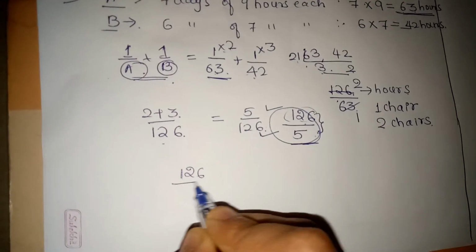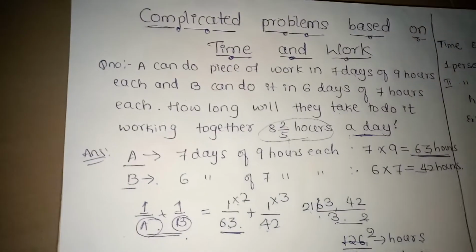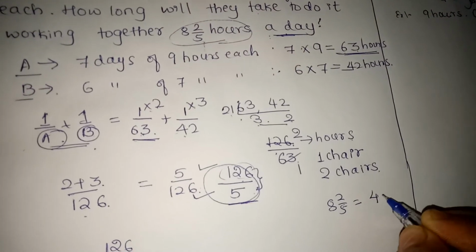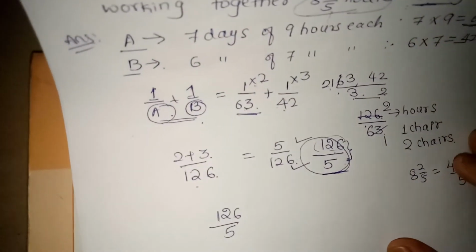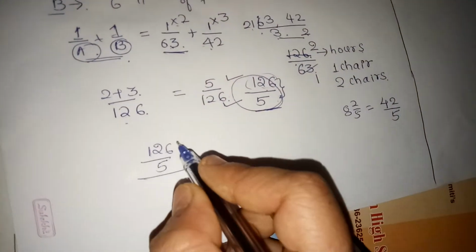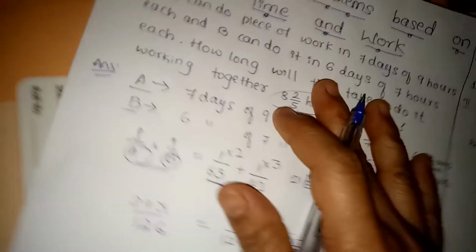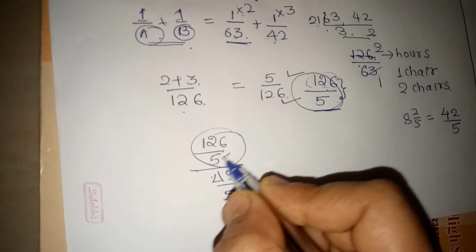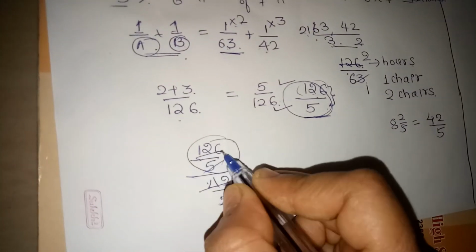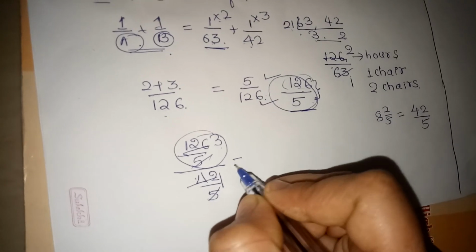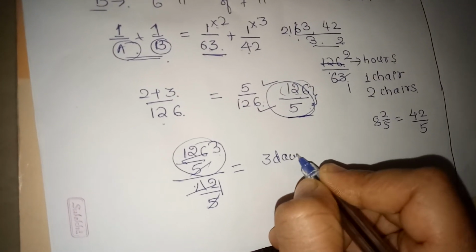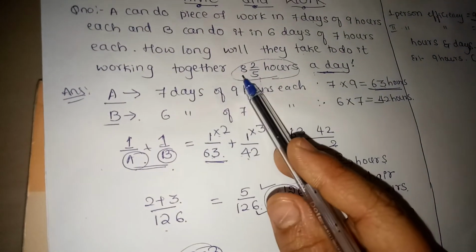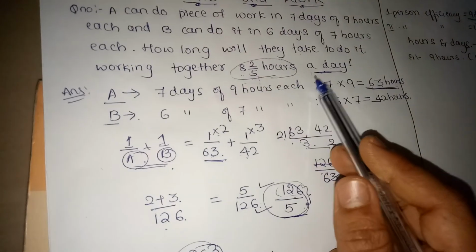Let us take 126/5 and 8 2/5. If we simplify, then we get 42/5. Now 126 hours divided by 42 hours, the 5 is going to be cancelled. 42 ones are 42, 42 threes are 126. That means they are going to require 3 days to complete one single unit of work at 8 2/5 hours per day.